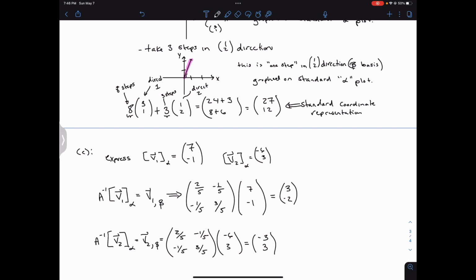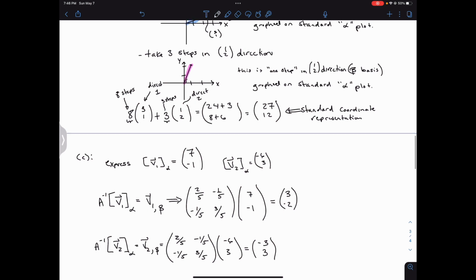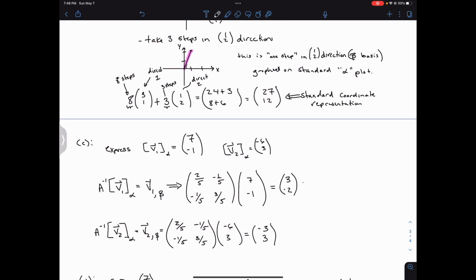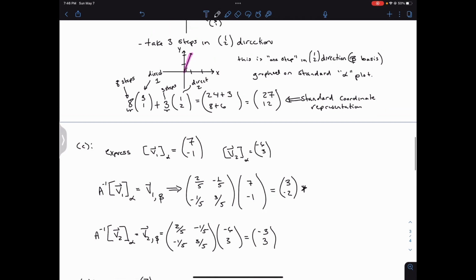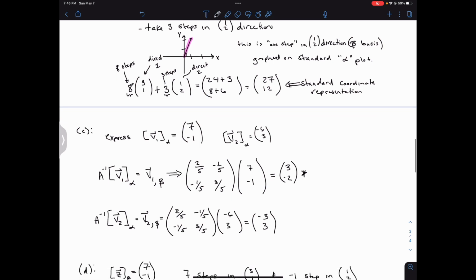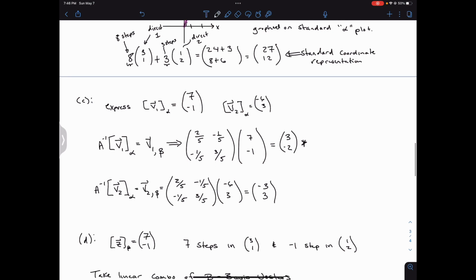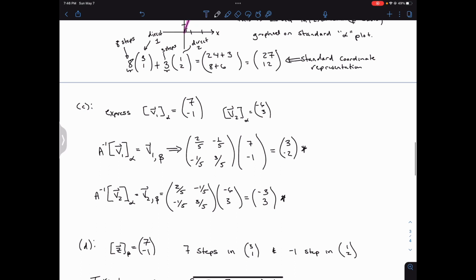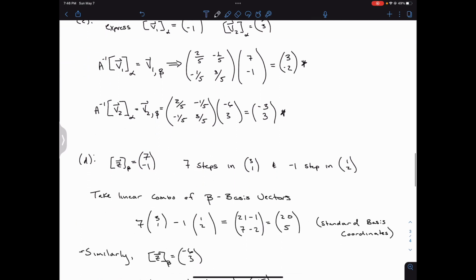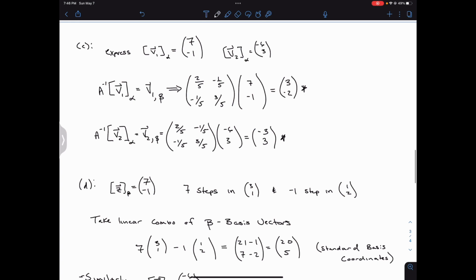For part C, we want to change some vectors in the standard basis into our new basis. We know that if we multiply by the inverse of A, we will have our beta representation. So we do that matrix multiplication and we get these final results. 7, -1 in the standard basis correlates with 3, -2 in the beta basis, and -6, 3 correlates with -3, 3.